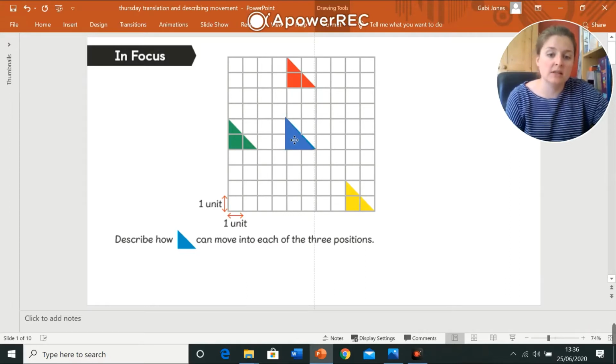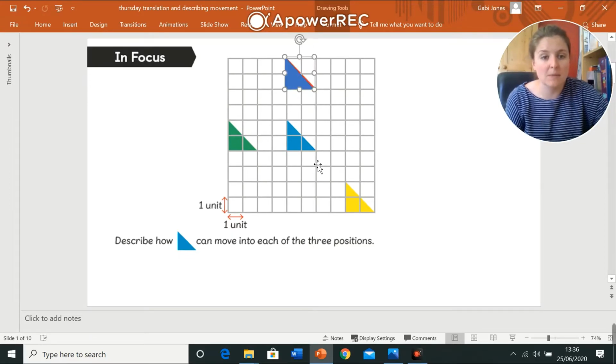So in order to move this blue shape to where the red one is, I need to move it up. But move it up how many? So let's count how far I need to move it. That's 1 unit square up. That's 2 unit squares up. That's 3 unit squares up. And that's 4 unit squares up.